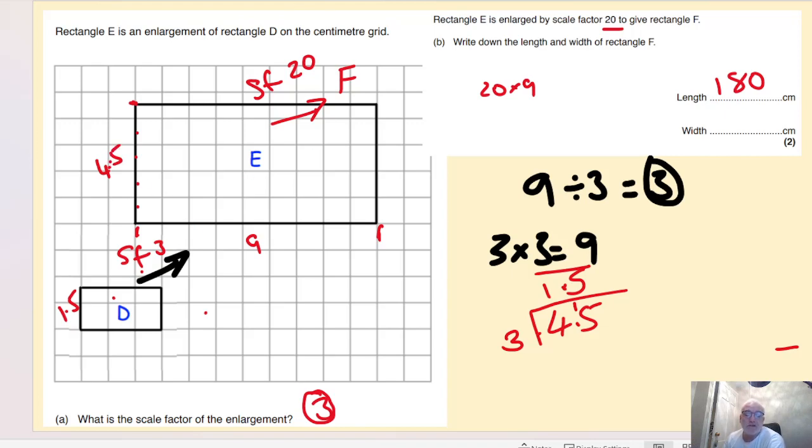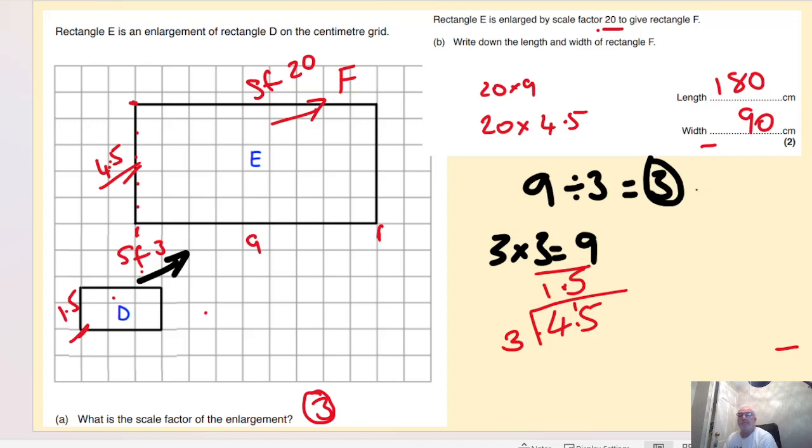Now, am I interested in the fact that this one is 1.5? No, that wasn't in the question. What does it want to know? What is the width of my new shape? Remember, my scale factor is 20, so I'm just doing 20 times my 4.5. Well, 10 times 4.5 is 45, and if I double that, that gives me 90.